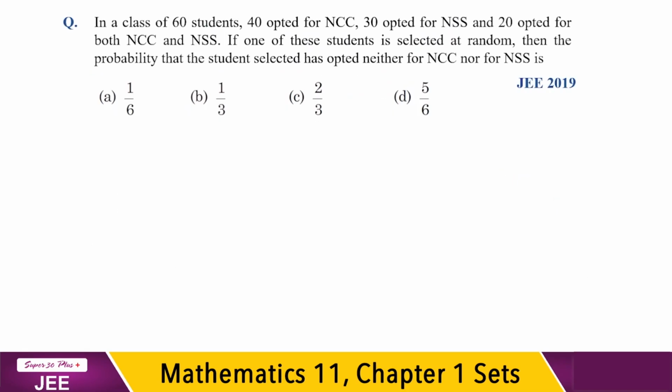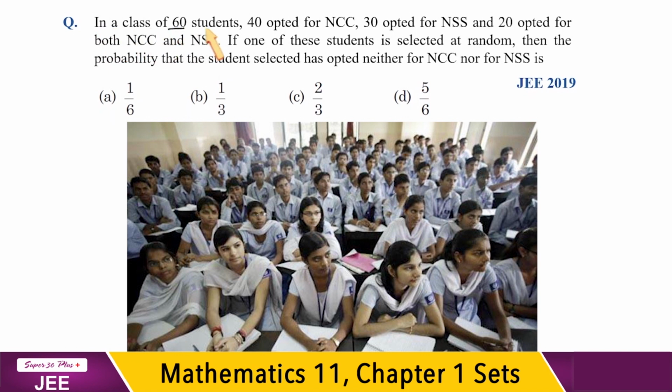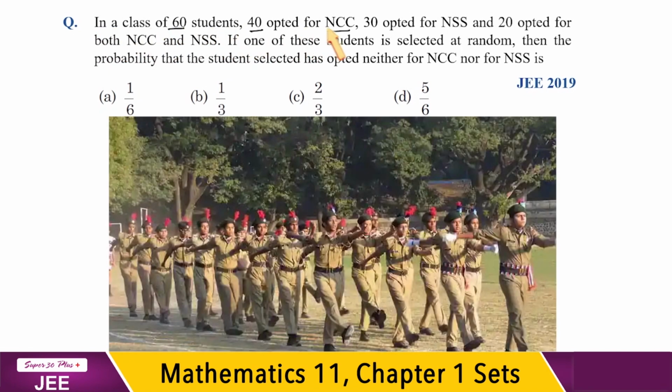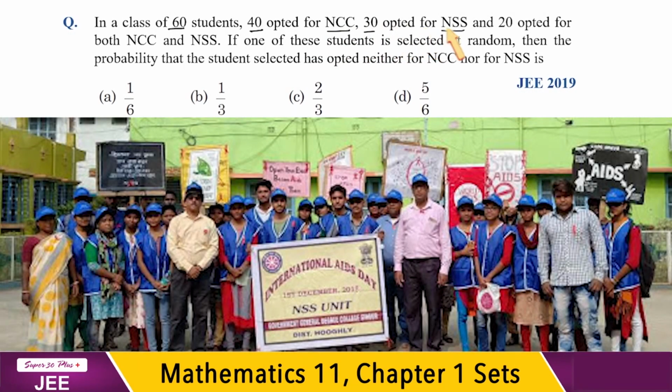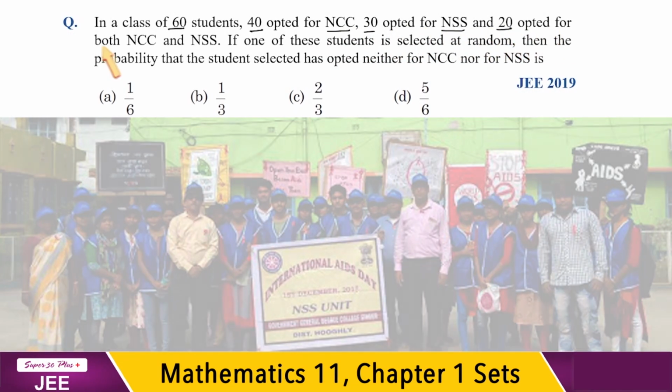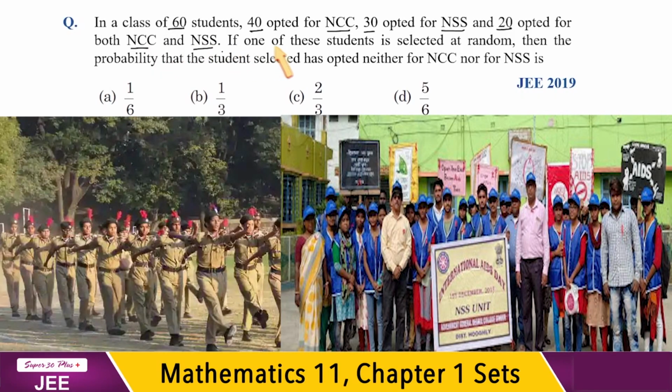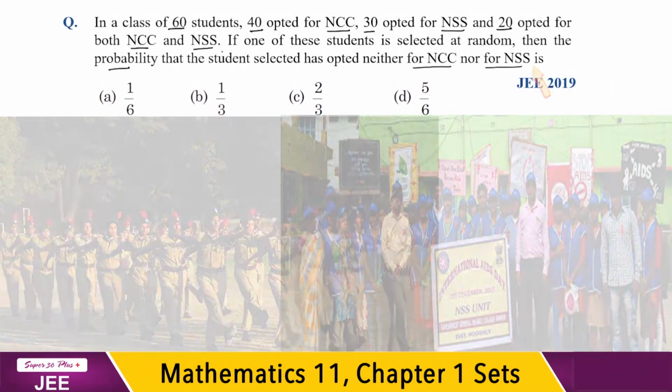So this question says, in a class of 60 students, 40 students opted for NCC, 30 opted for NSS, and 20 opted for both NCC and NSS. If one of these students is selected at random, then the probability that the student selected has opted neither for NCC nor for NSS is. So this is basically again a problem based on set theory, and probability has also been asked. So let's begin with the solution part.